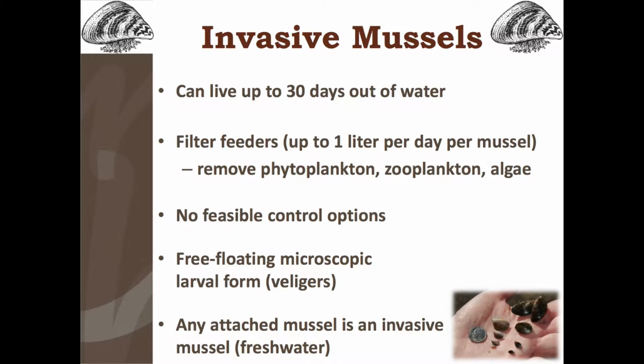Another important point to remember is that if you ever see an attached mussel in North America, it's not native. There are no attached mussel species native to North America. So if you see one in Alberta, you know it's invasive.